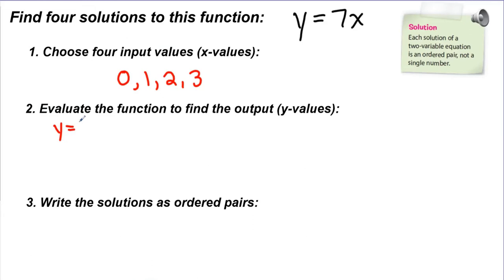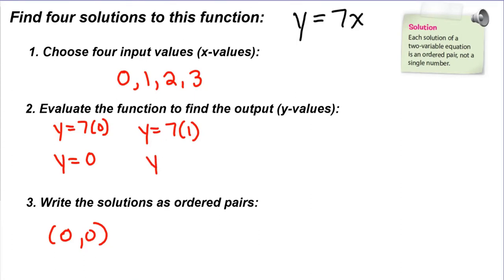So I'm going to put 0 into the function for x. So I have y equals 7 times 0, which is 0. So that gives me (0, 0) as an ordered pair. That is a solution to that function. Next, I'm going to put 1 into the function. 7 times 1, y equals 7. So that gives me (1, 7) as my input and output solutions to that function.